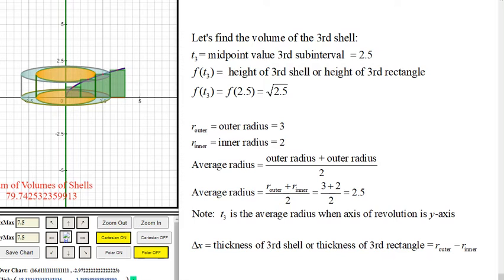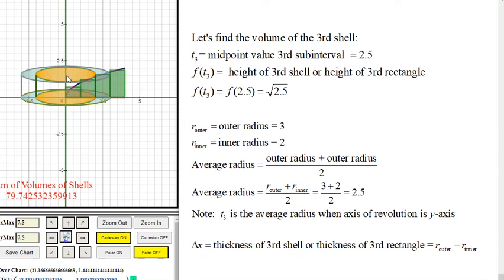Now let's find the volume of shell number 3 first, and then we'll find the volumes of the other shells. So for shell number 3, the midpoint right here is t sub 3, which is 2.5. The height is f of t sub 3, or the square root of 2.5.